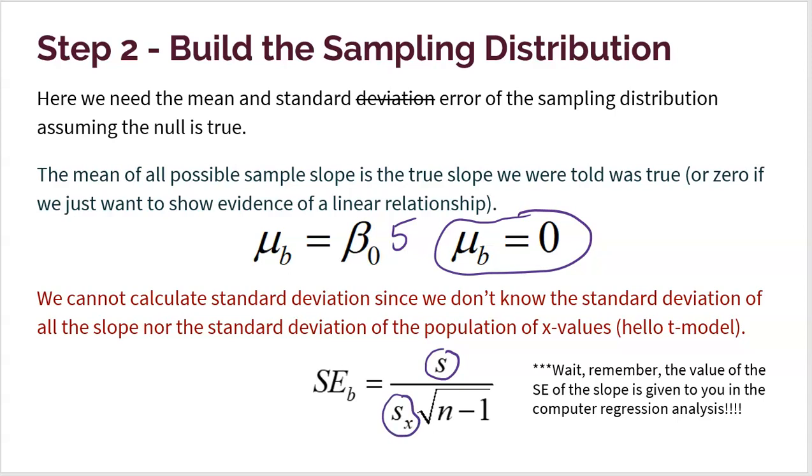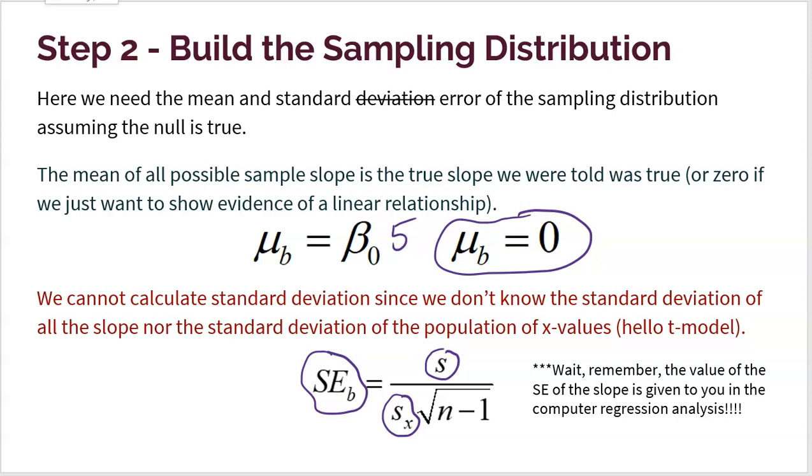Now, if you remember from the confidence interval videos that you just got done, you should understand that you don't have to worry about this formula at all. This value, the standard error of the slope from your data, is going to be given to you in one of those computer outputs. So as much as I'm showing you this formula, you're not going to need it at all.